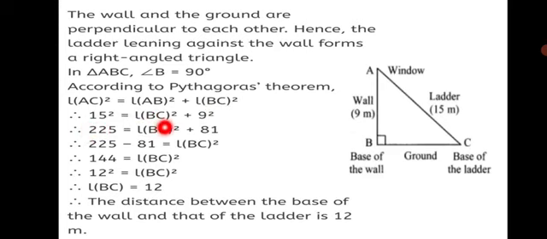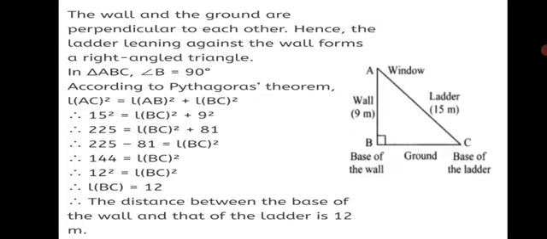So 15 square is equal to length BC square plus AB is 9, 9 square. So length BC square we keep as it is. We write 15 square as 225 and 9 square as 81. Now subtract 81 on the other side to leave length BC square alone on one side. 225 minus 81, 144 is equal to length BC square. 144 is the square of 12. 12 square is 144. So we can write that length BC is equal to 12. Therefore, the distance between the base of the wall and that of the ladder is 12 meter here.